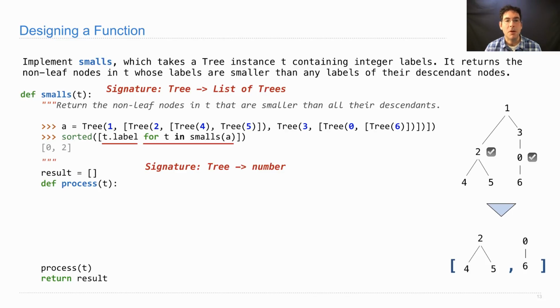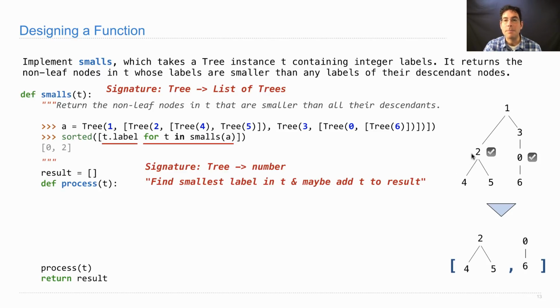So the signature of process should be that it takes in a tree and tells me the number, which is the smallest label. And then I need a concise description of its behavior. Find the smallest label in T. Now, it's possible for a function to do two things. And in this case, while we're processing this node to find its smallest label, we can also figure out whether to add it to the resulting list or not.